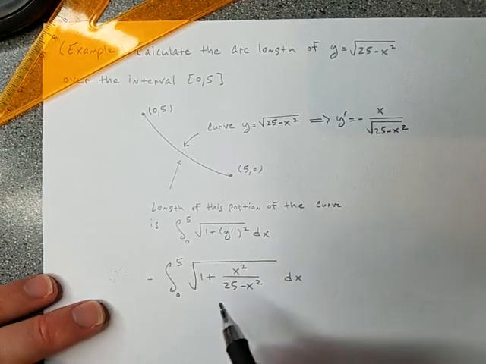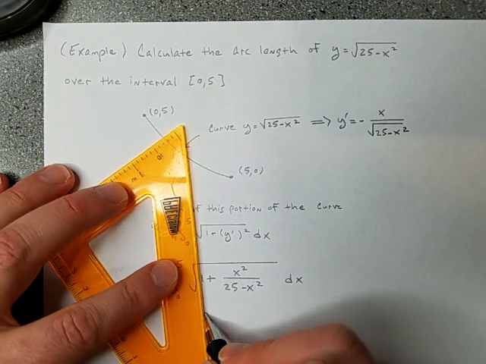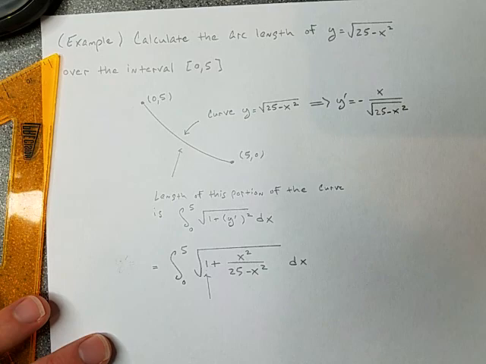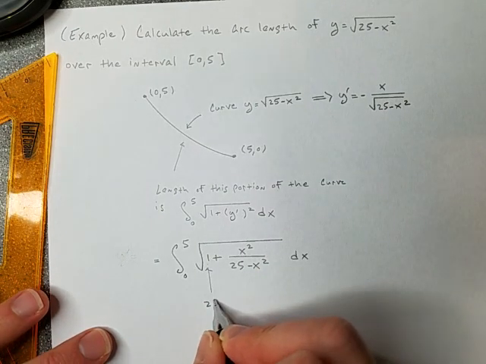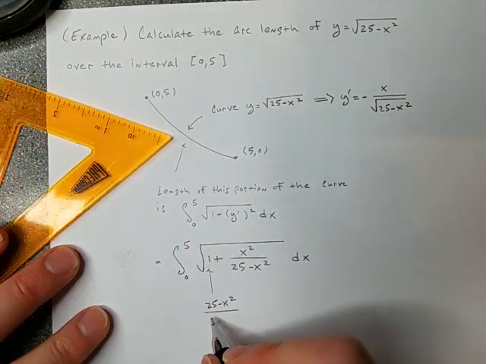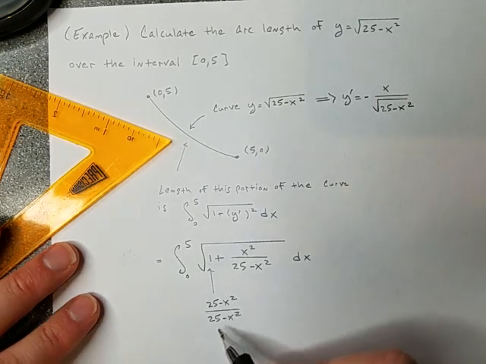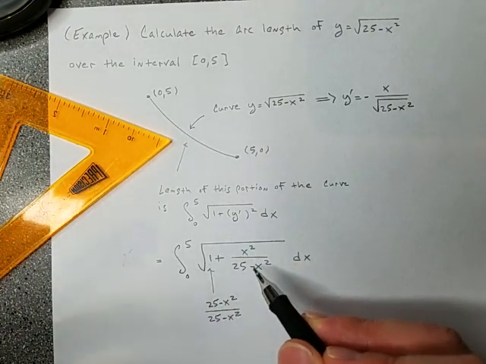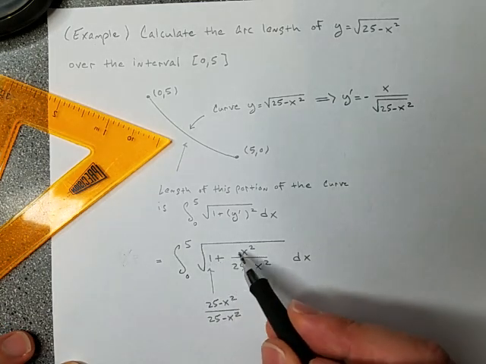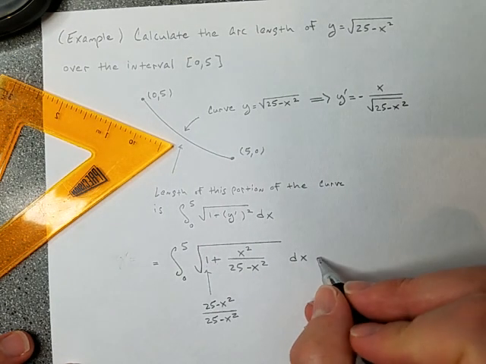So what I'd like to do is add these together. How do you add 1 plus x squared over 25 minus x squared? I get a common denominator of 25 minus x squared. And 1 is 25 minus x squared over 25 minus x squared. That's how you put 1 in terms compatible to add with that. And so here's what that's going to look like: 25 minus x squared plus x squared all over 25 minus x squared. That's what you get if you add those two fractions.